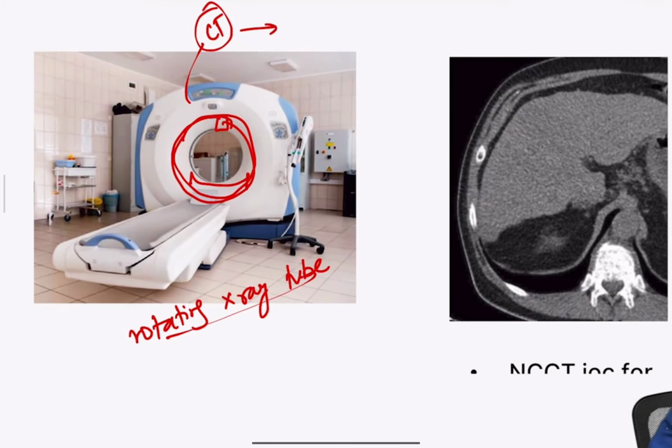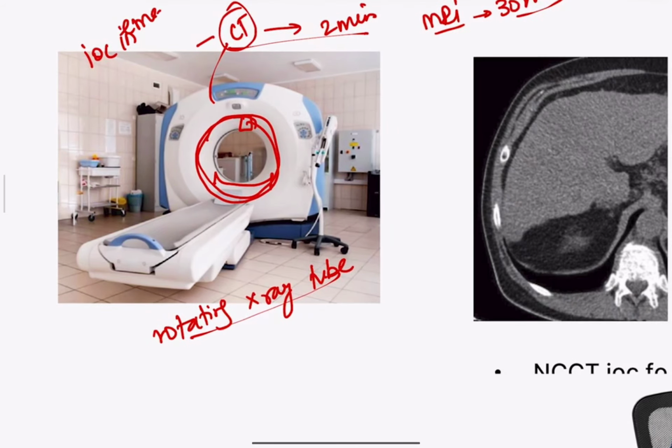How much time does it take for a routine CT brain? It is hardly like 2 minutes. While an MRI brain takes like 30 minutes minimum, half an hour is what it takes. So CT is very fast, and that is why generally it is the investigation of choice in emergency conditions, right, where you want fast imaging.